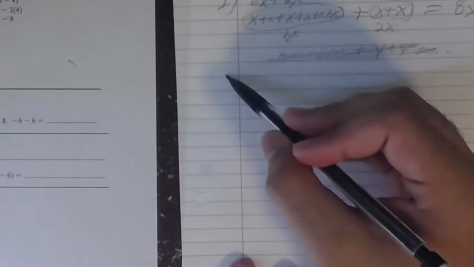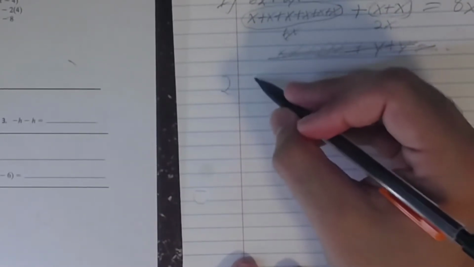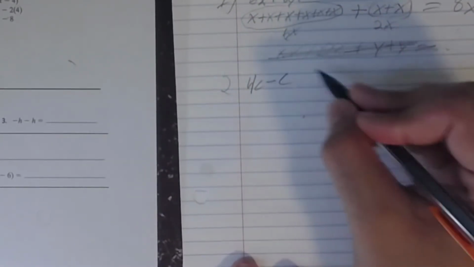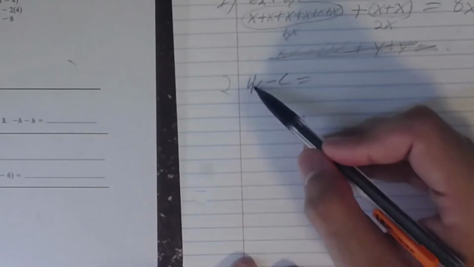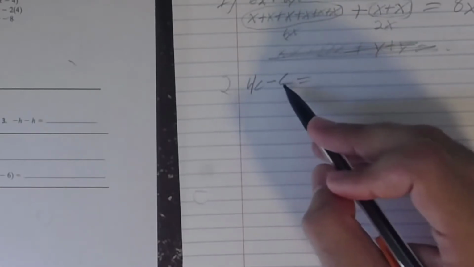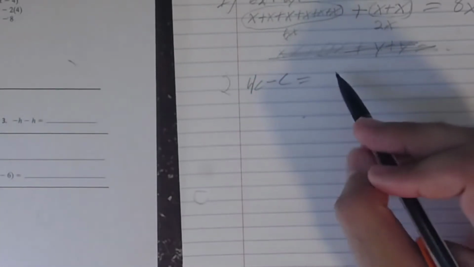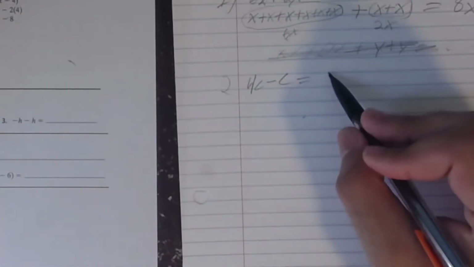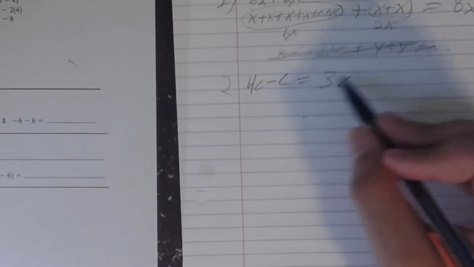But yeah, something to think about. So the next problem we have is 4c minus c. So we have 4 c's and then minus c. So we have 4 carrots minus 1 carrot because we ate one. How many carrots do we have? We have 3 carrots, or in this case 3c.